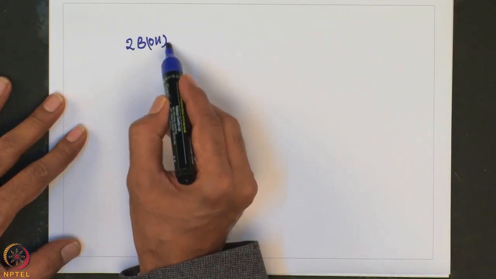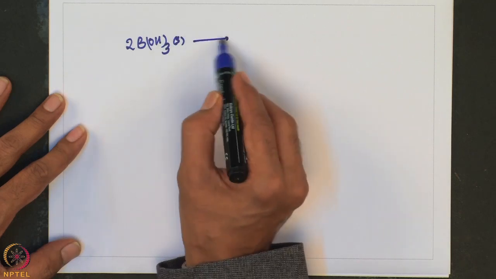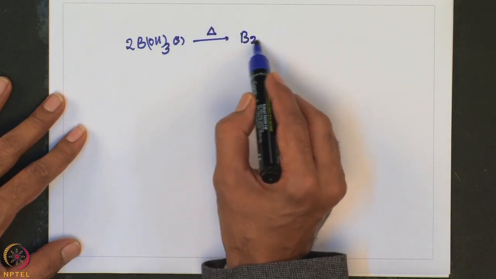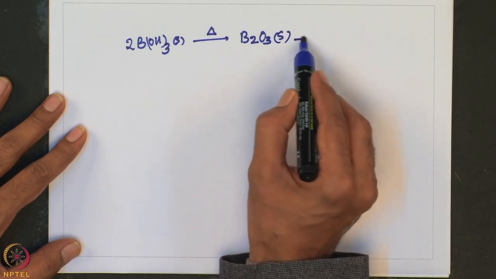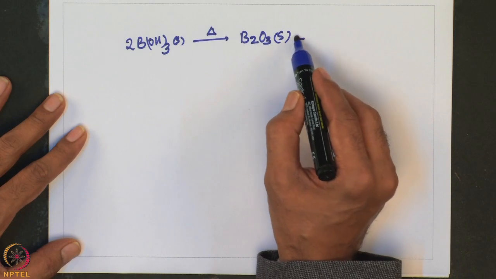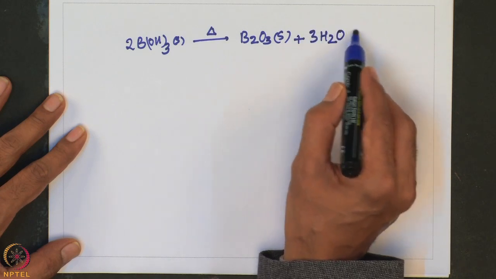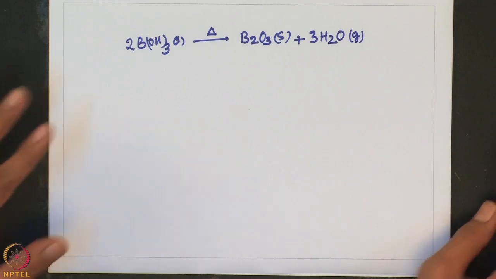For example, 2 B(OH)3 solid, on heating it gives B2O3 plus 3H2O. The principal oxide of boron is B2O3 and it is obtained by dehydration of boric acid at red heat. So that is what I showed you. So water is taken up slowly by B2O3, giving back B(OH)3, that is called orthoboric or boric acid. B(OH)3 is also called orthoboric acid, or simply it can be called as boric acid.